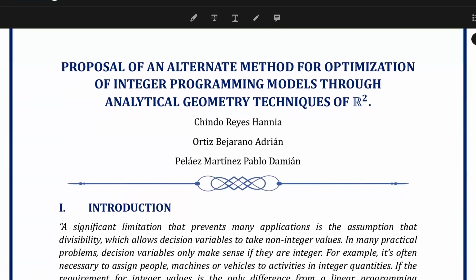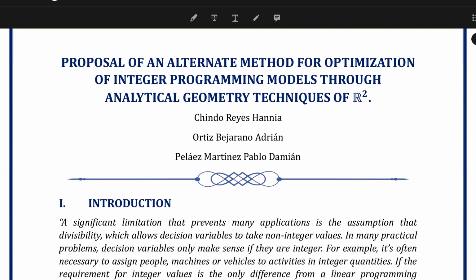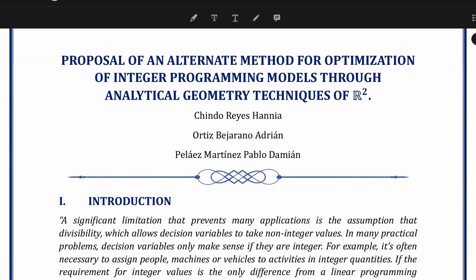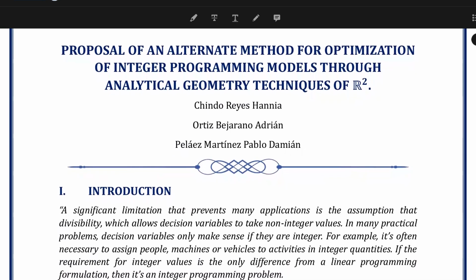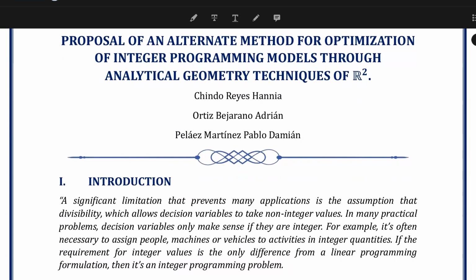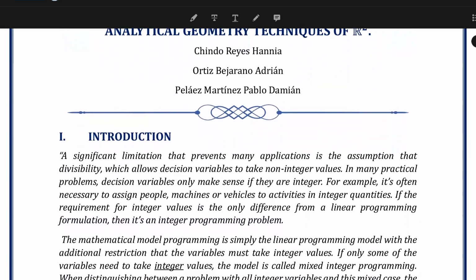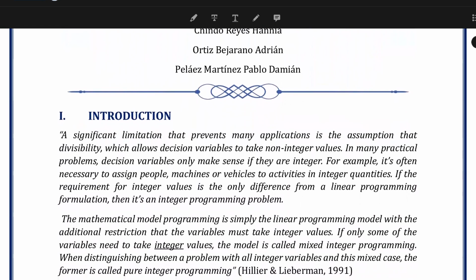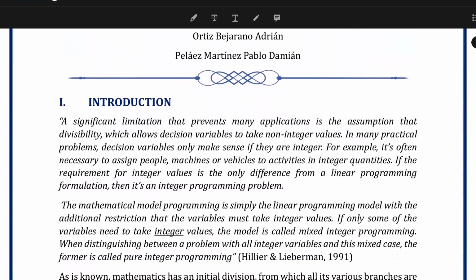Welcome. My name is Hania, and in this article, we will talk about methods to solve linear programming problems with analytical geometry techniques. As mentioned in Hillier and Lieberman, a mixed integer programming model is simply a linear programming model with additional restrictions.